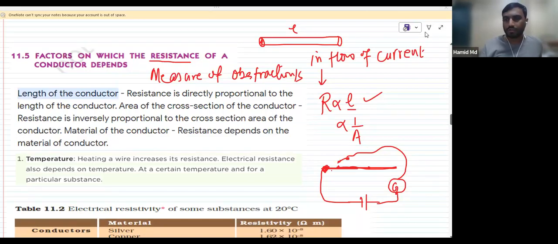So if we change the contact point from here to there, as the length increases, the reading of the meter will also increase. Got the point? Yes, sir. So it is directly proportional to the length. If you want to draw it, this is resistance and this is length. What will be the nature of the graph? How will it look like?